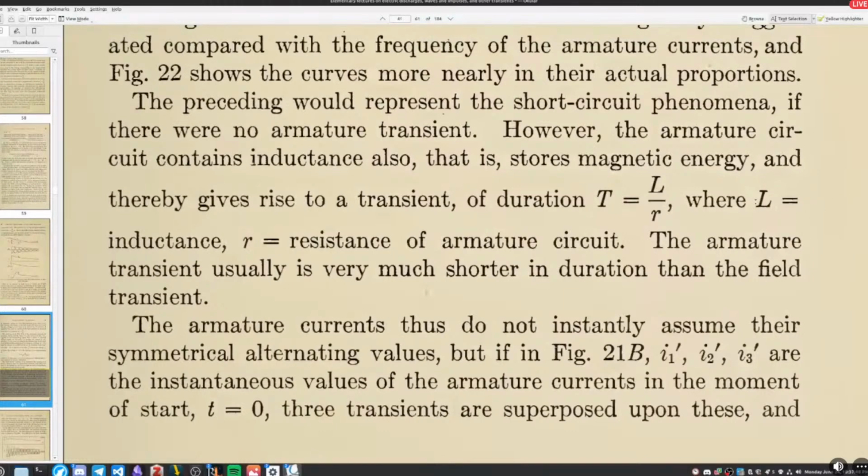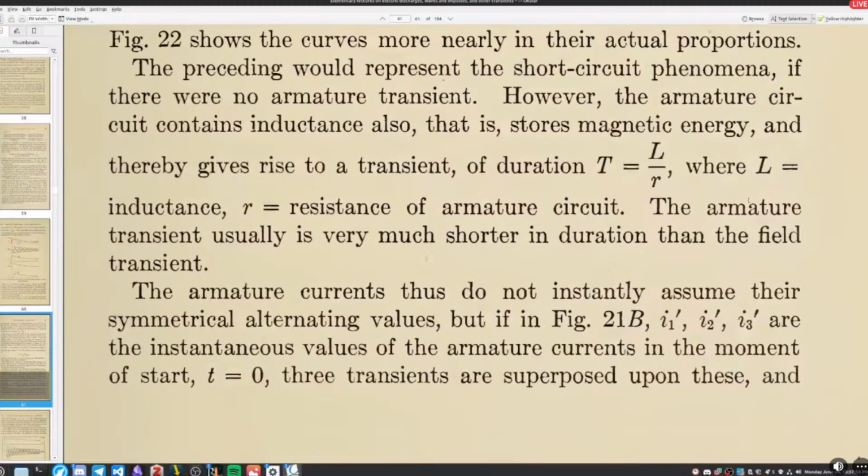So the preceding would represent the short circuit phenomena if there were no armature transient. However, the armature circuit contains inductance also, that is, stores magnetic energy, and thereby gives rise to a transient of duration T equals L over R, where L equals inductance and R equals resistance of the armature circuit. The armature transient usually is very much shorter in duration than the field transient.